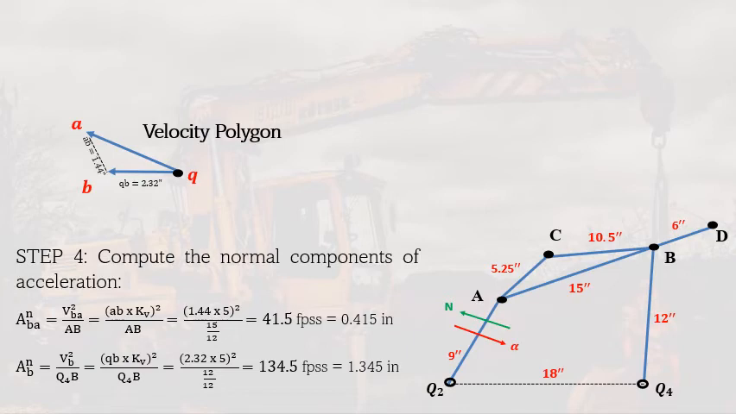So using the velocity polygon, we get the value of QB, which is 2.32 inches, and we multiply it by the velocity scale, and then we square it, and then we divide it by the distance Q4B, which is 12. And then we can get the acceleration of B normal, which is 134.5 feet per second squared, or in our acceleration scale, that is 1.345 inches. So take note, we will use these normal components, the acceleration of B relative to A normal and the acceleration of B normal, when getting the acceleration polygon.